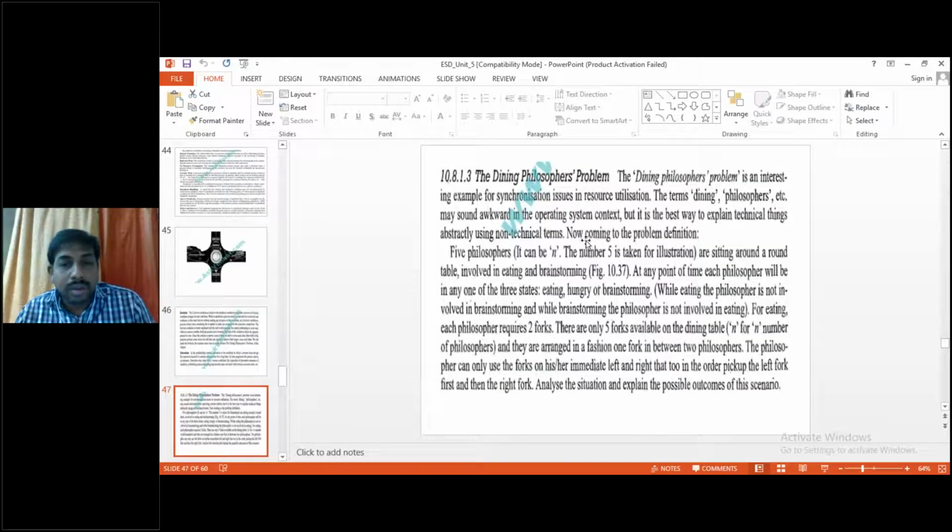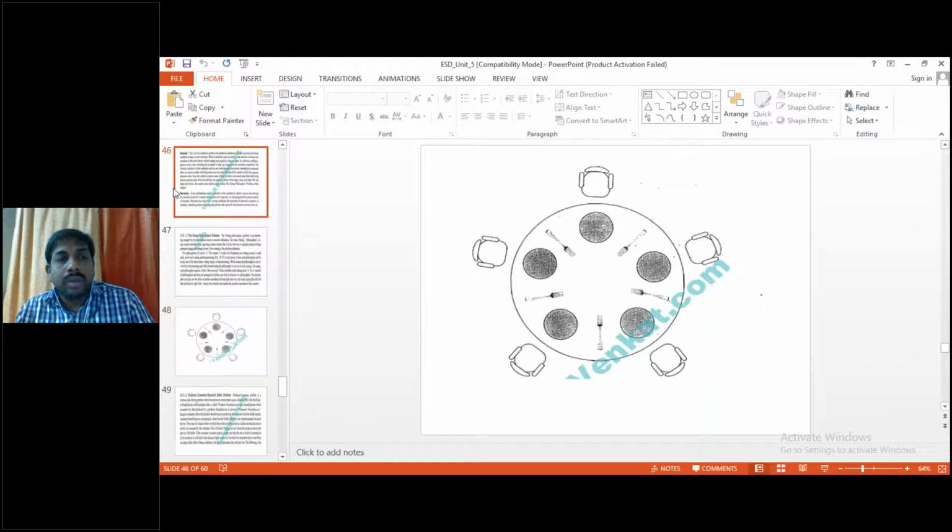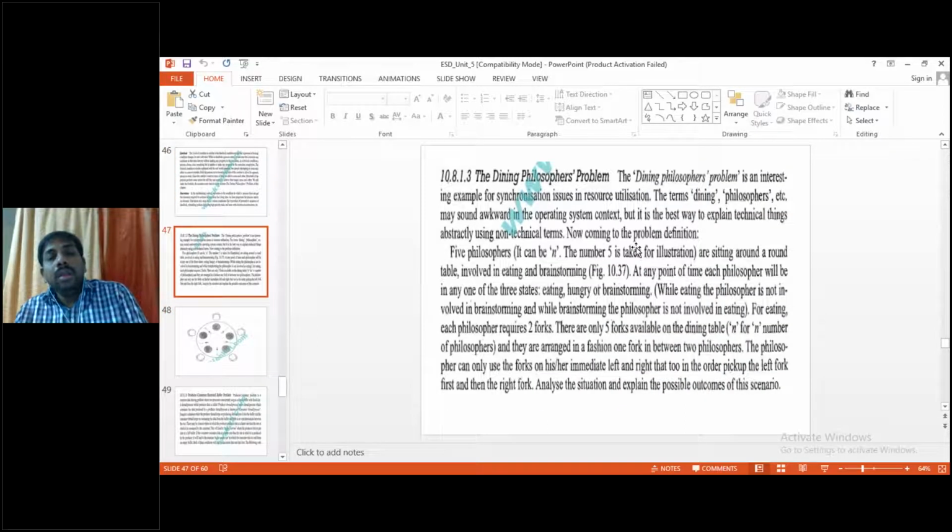So there is the dining philosopher problem. In the dining philosopher problem, each of the persons sitting at the table will be in one of three states: either the eating state, or the hungry state, or the brainstorming state. The five persons sitting at the dining table will be provided five forks. But in order to be in the eating mode, they require two forks, and they can be in a hungry mode or a brainstorming mode. The dining philosopher problem is an example of synchronization issues.